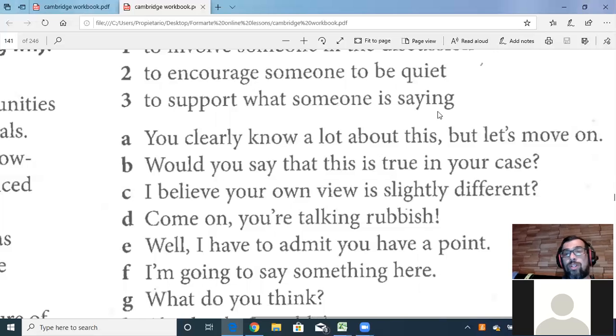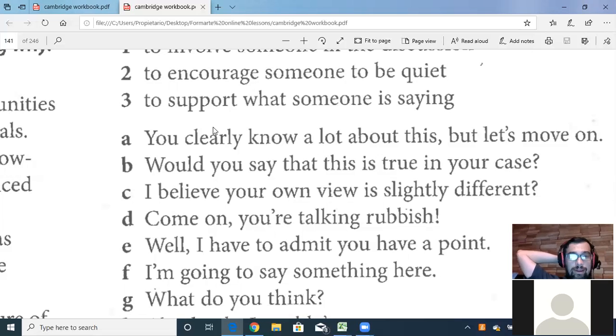To support what someone is saying, you know what the word support is? Apoyar. Correct. Okay. In that case, I can say I agree with you. I think it is very important because, talking about that.